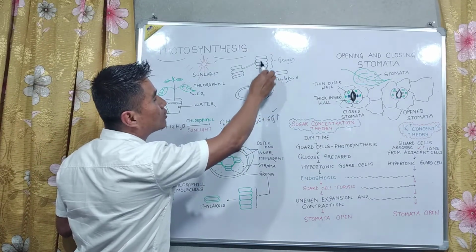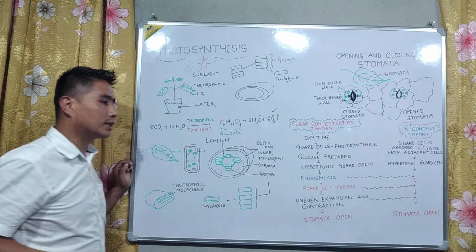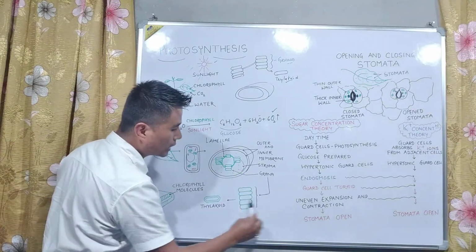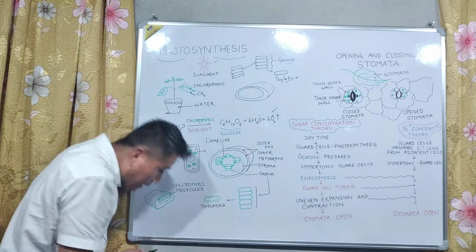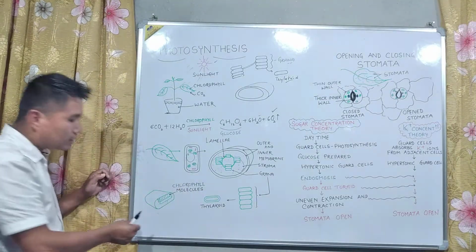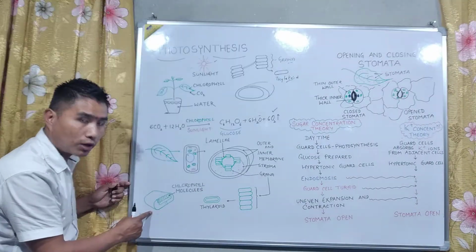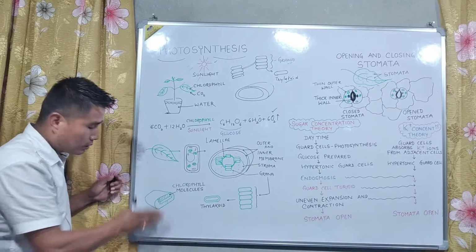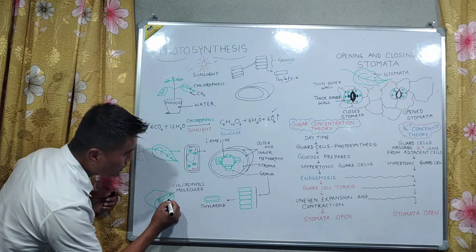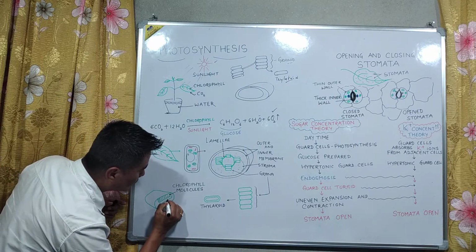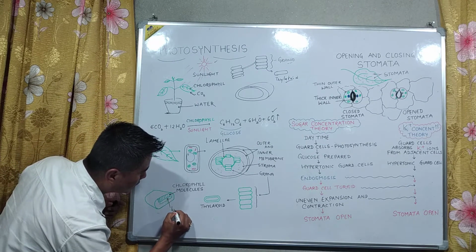So one is a thylakoid, and then a group is known as grana. I have taken out one grana here, and one is known as thylakoid. Let us cut this thylakoid. When we cut this thylakoid vertically, then what we find here is one small lumen. This is known as lumen.